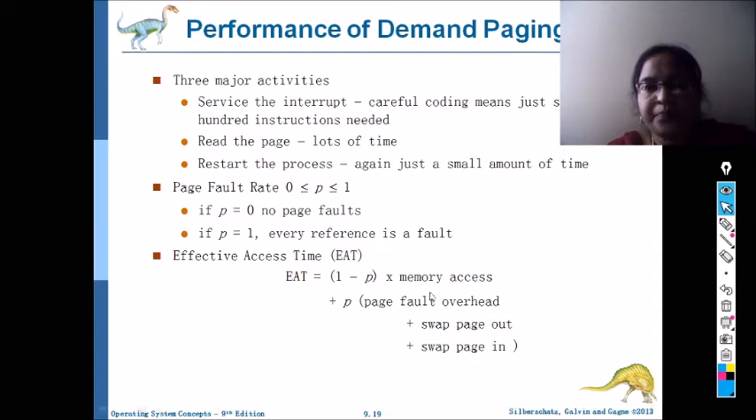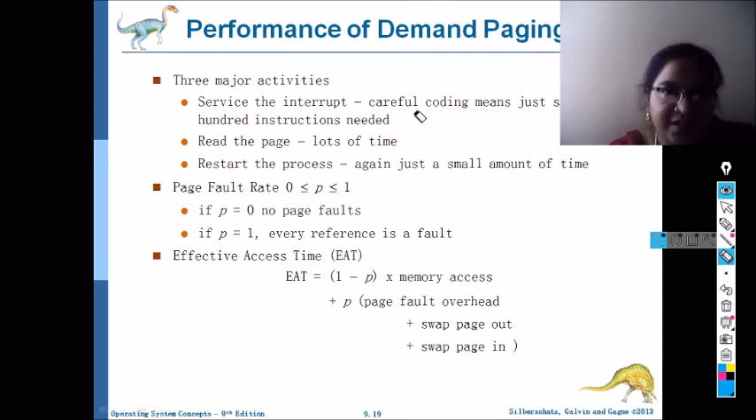For the performance of demand paging, you have three major activities. First, service the interrupt: whenever a page fault has occurred, how to service that particular interrupt. Careful coding must be done, and you may require many instructions. Second, read the page, which takes a lot of time to read a page from the disk to the main memory. Third, restart the process. So these are the three major activities we see.